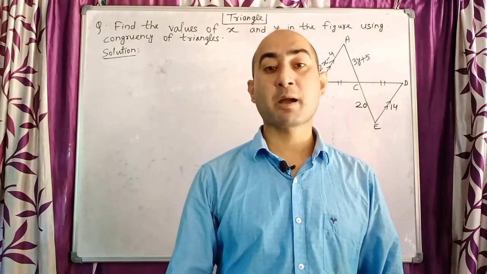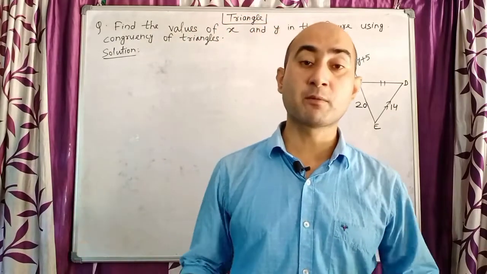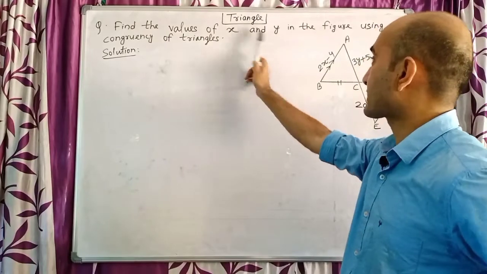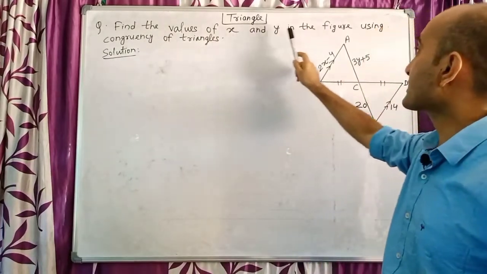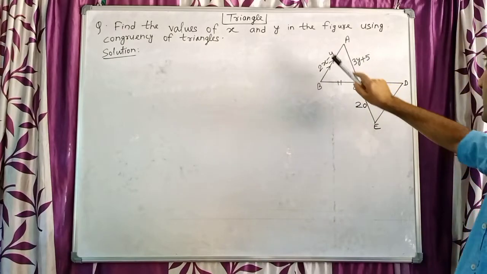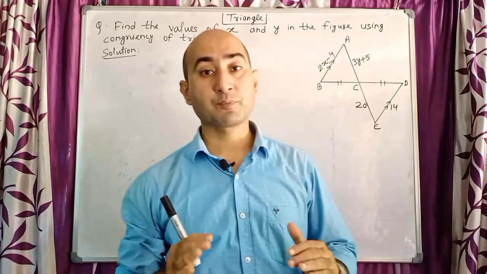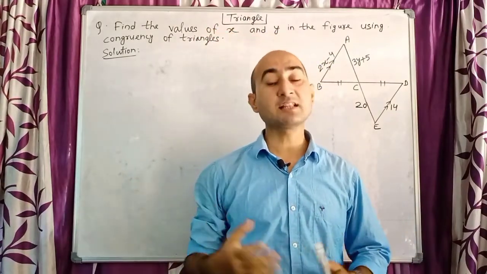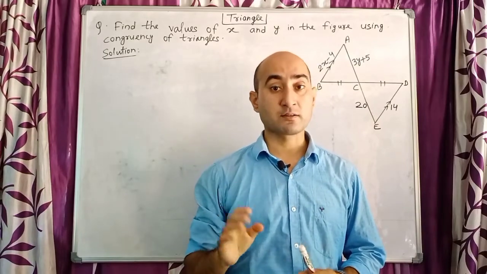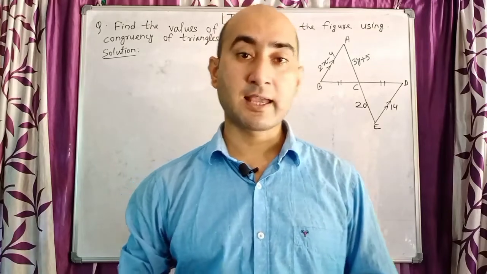So today again I have come up with the same chapter, triangles, but today's questions are very different compared to the other videos, because today we are going to find the value of x and y. You have to find the value of x and y from this figure. You can see here x and y are unknown variables, and using congruency of triangles, but before finding the value of x and y, you have to first prove the two triangles are congruent. That means after proving congruency only you are allowed to find the value of x and y.